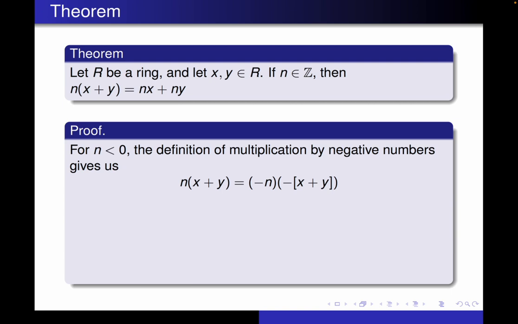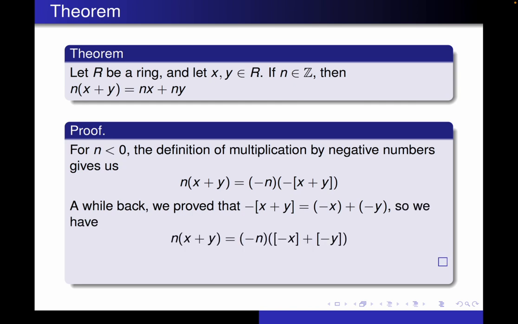Now we're going to want to do a little bit of simplification. We actually saw what happens when we take the additive inverse of x plus y. That's equal to negative x plus negative y. If you remember, you added negative x plus negative y to x plus y to give you 0, and that's what proved our result. But you don't have to say what that proof is. I was just reminding you. You can just cite the fact that we proved it. So if I want to look at n times x plus y, I can substitute that in. I get negative n times negative x plus negative y.